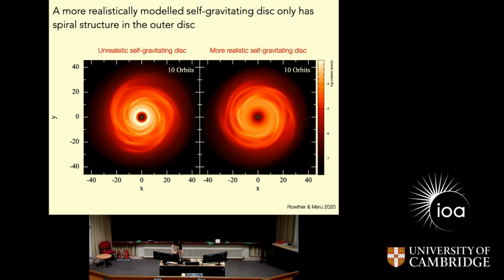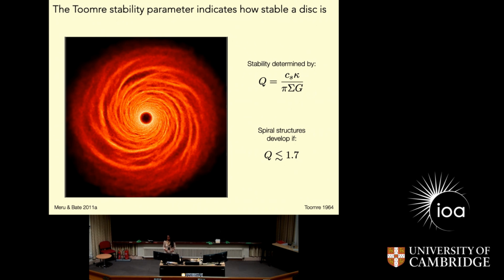Now, before I show you the results of this, I want to introduce a parameter. This is the Toomre stability parameter. This gives us an idea of how stable a disk actually is, right? Now, in a self-gravitating disk, you've got a number of forces at play here. You've got the pressure forces and the rotational forces in the disk, which act to stabilize the disk. And opposing that, you've got the gravity forces. And this is what you see in this equation here.